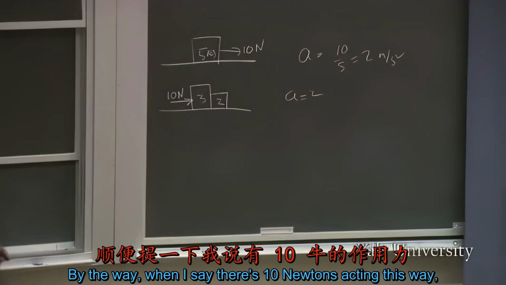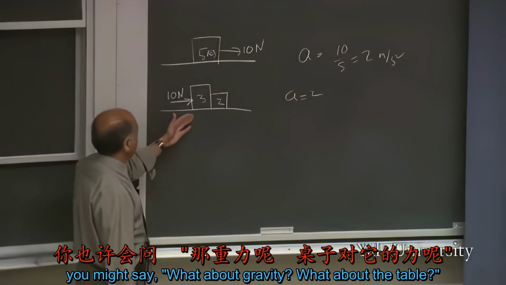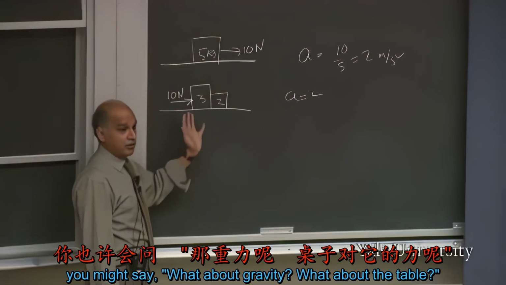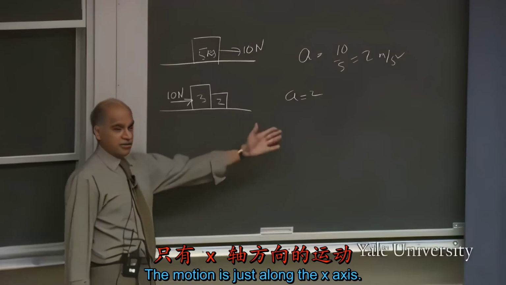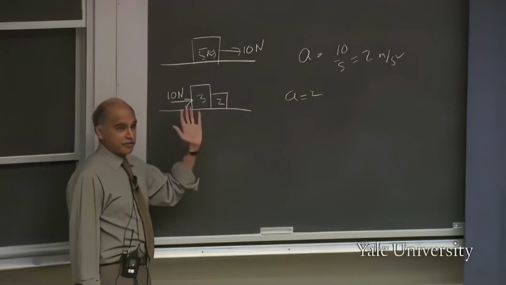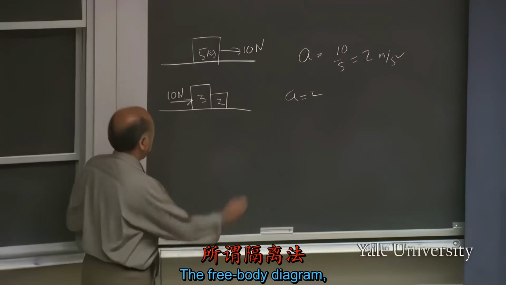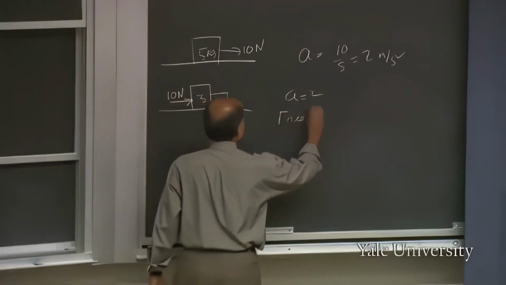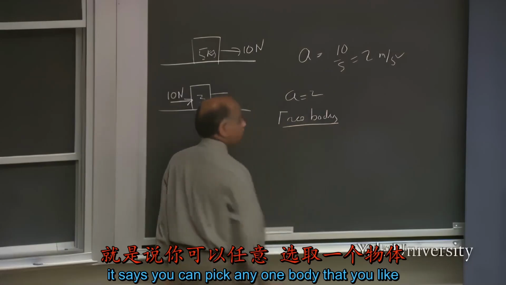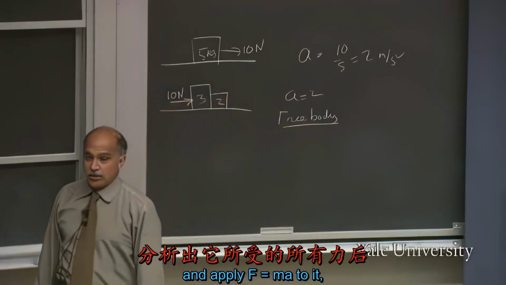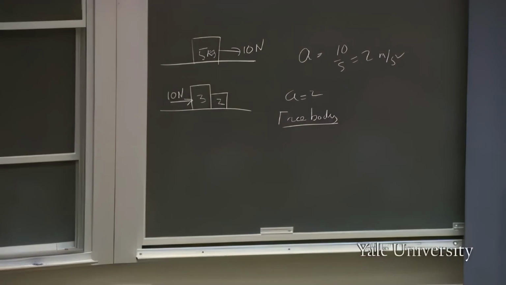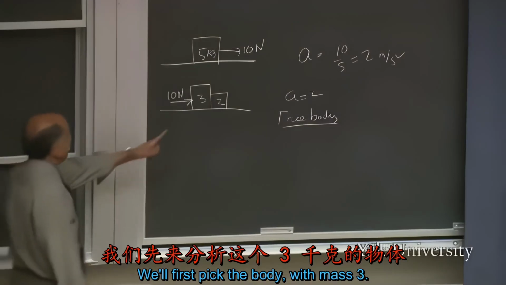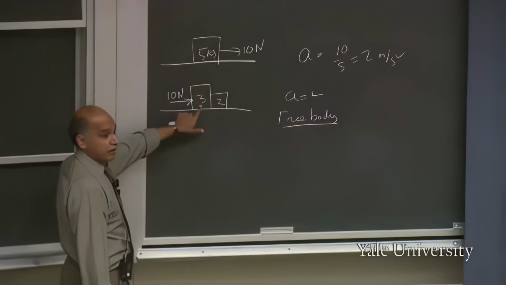By the way, when I say there's 10 newtons acting this way, you might say, what about gravity? What about the table? So imagine that this is in outer space where there's no gravity for now. So the motion is just along the x-axis. So the free body diagram says you can pick any one body that you like and apply F equal to ma to it, provided you identify all the forces acting on that body. So we'll first pick the body with mass 3.